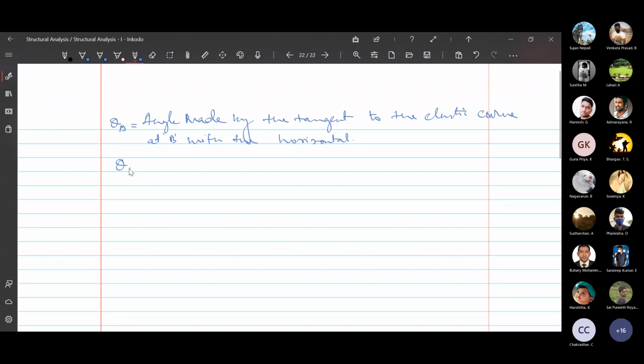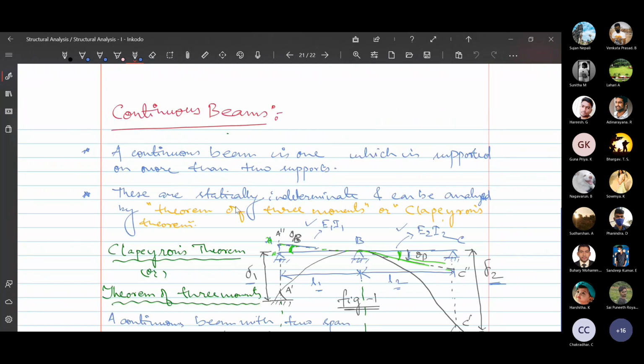So theta B equals A double dash by L1. Or I can write it as 1 by L1 into A dash A double dash minus delta 1. Now how did it come? So A double dash, see here, the previous one.